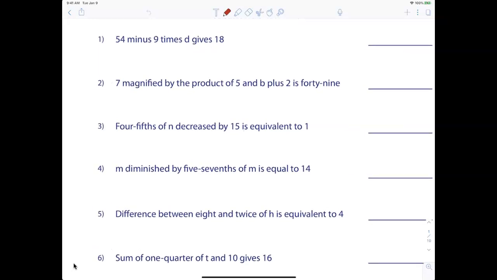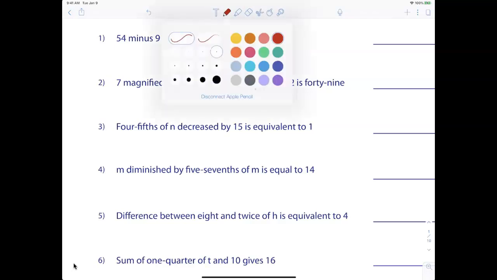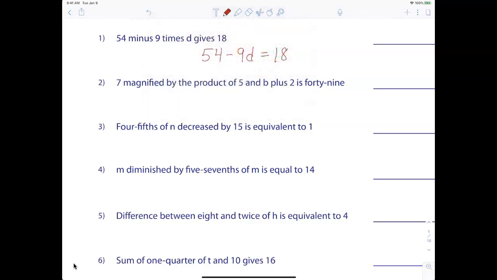We'll think through it. Number one: 54 minus 9 times d gives 18. Gives is another word for equal, so we'll say equals 18. Again, I think that's pretty straightforward.